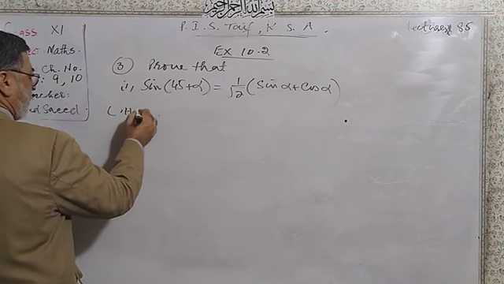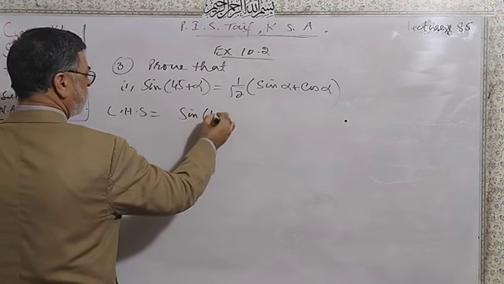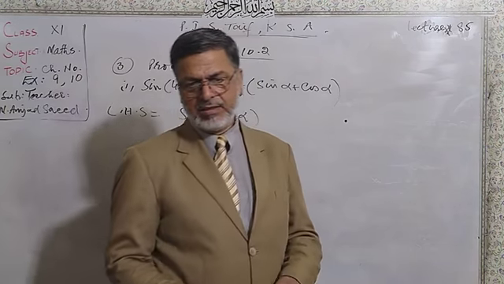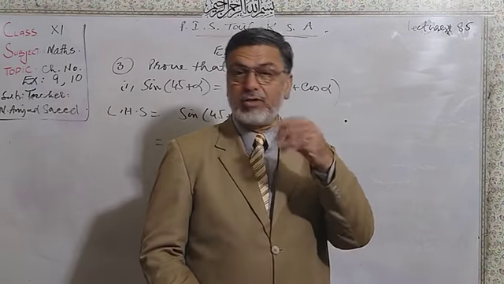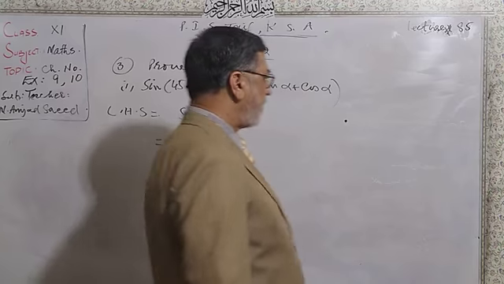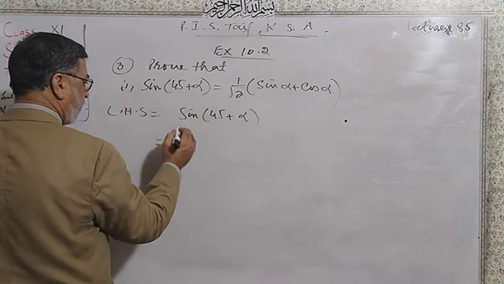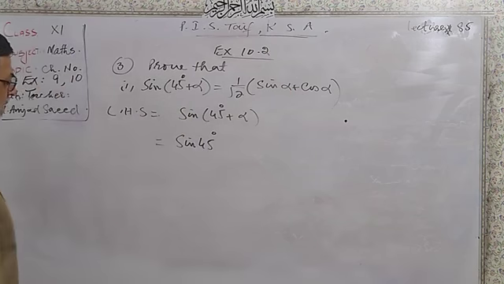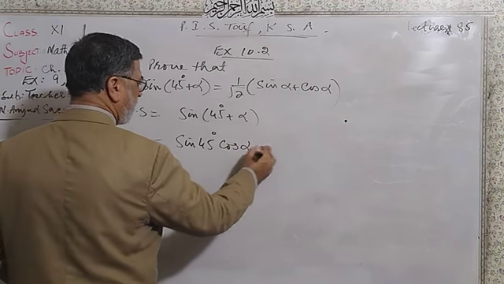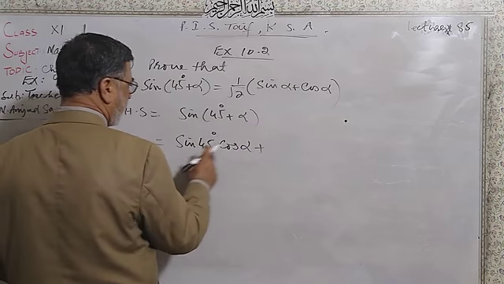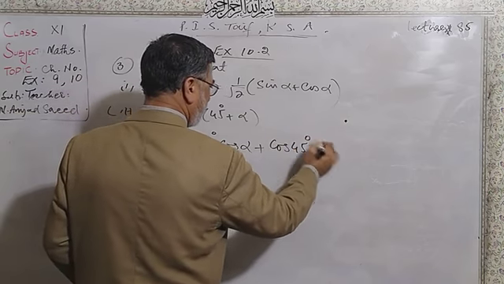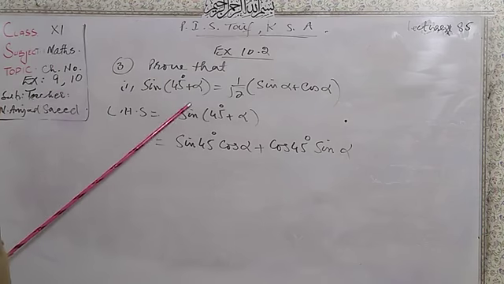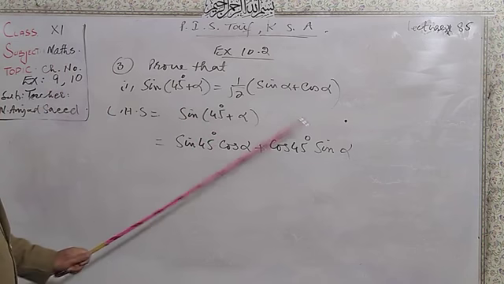I am taking left hand side, and remember in the previous lecture I had written some formulas: sin alpha plus beta, sin alpha minus beta, cos alpha plus beta, cos alpha minus beta. So we are using these formulas. Here is sin alpha, alpha means 45 degree. Sin alpha cos beta, here cos beta means cos alpha, plus cos alpha sin beta. Here is alpha, this is beta. Sin alpha cos beta plus cos alpha sin beta.